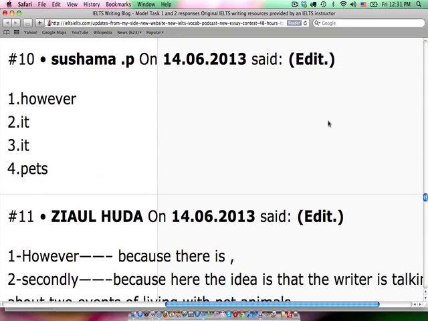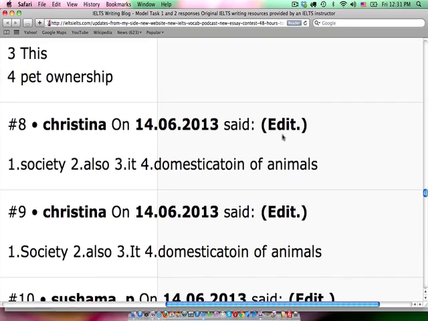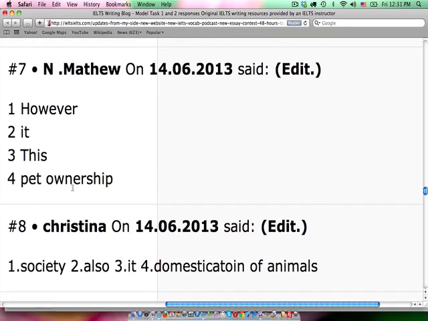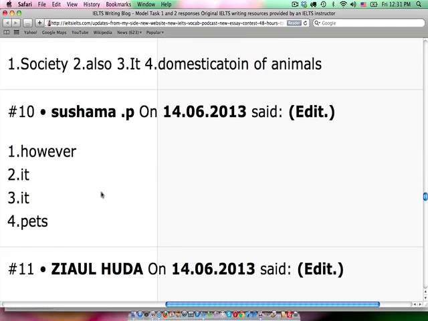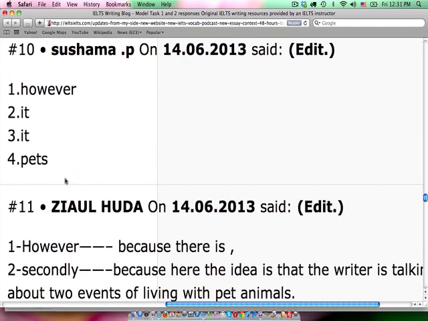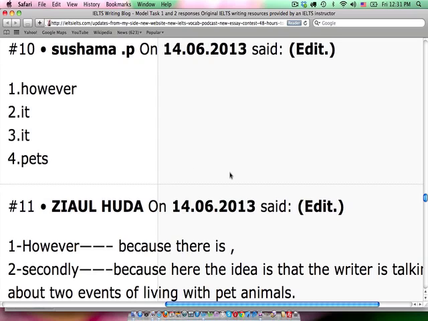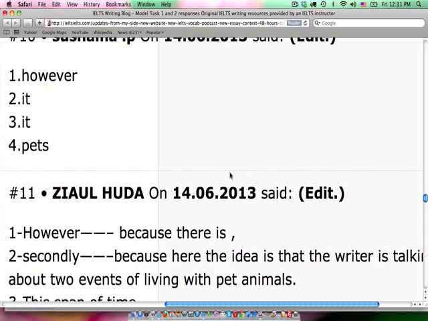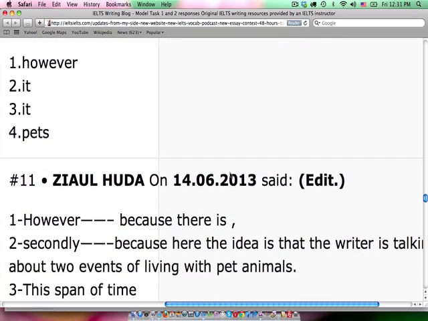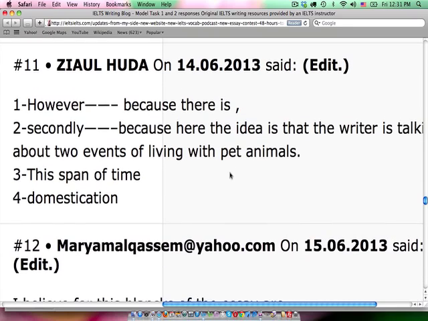Sushama, however, no, "it," no, "it," no. "Pets," the positive nature of pets. Although I'll just go back, Matthew's suggestion of "pet ownership" would work better. But thanks for those, Sushama. I'd probably say that "pets" would not be the best way to word that section, because we're not just talking about pets, we're actually talking about owning a pet or living with a pet. So thanks for that, though.